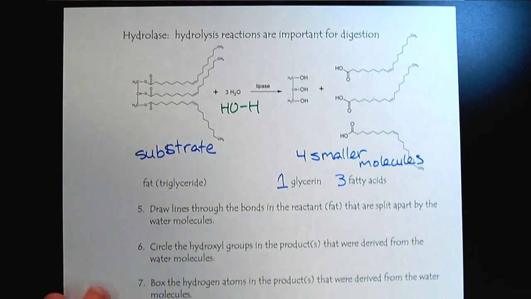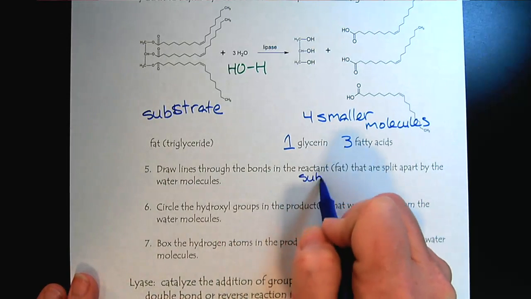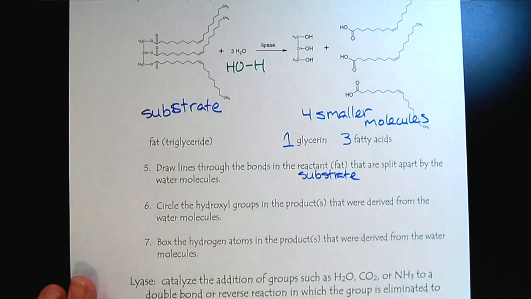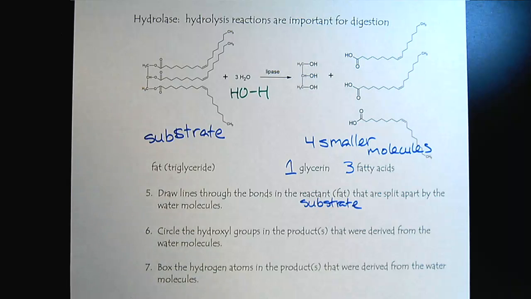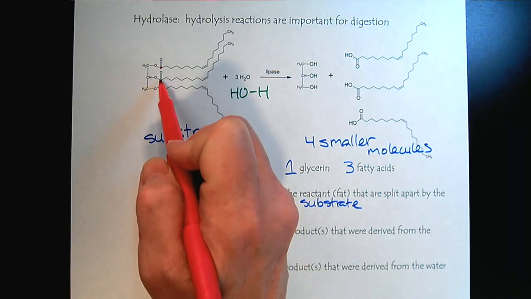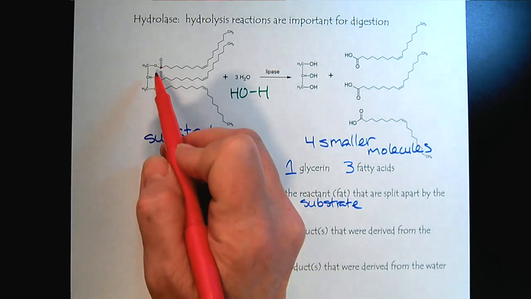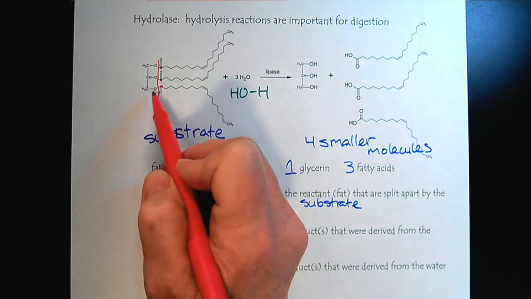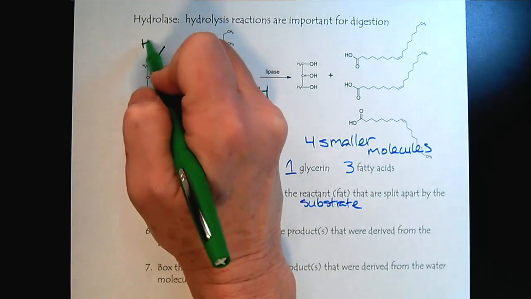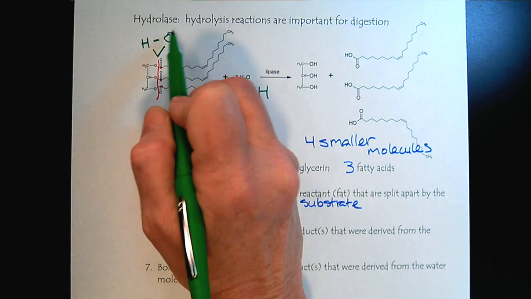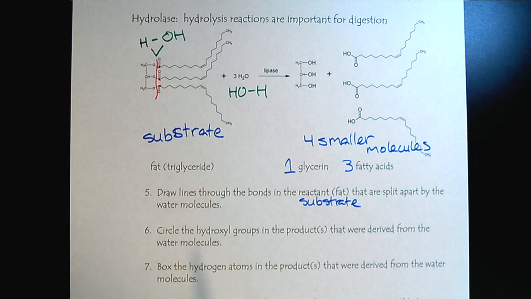Alrighty. So let's draw a line through the bonds in the reactant or substrate that are split apart by these water molecules. So where in the fat does this water come in to do hydrolysis? Remember, our carbonyl is where we can get our bearings, and we know that the water always comes in between the carbonyl and the heteroatom. So this is where the water is going to come in. It's going to give an H to the alcohols, and the carbonyl always gets the OH. All right, so we've drawn in the line to show where the bonds are broken.